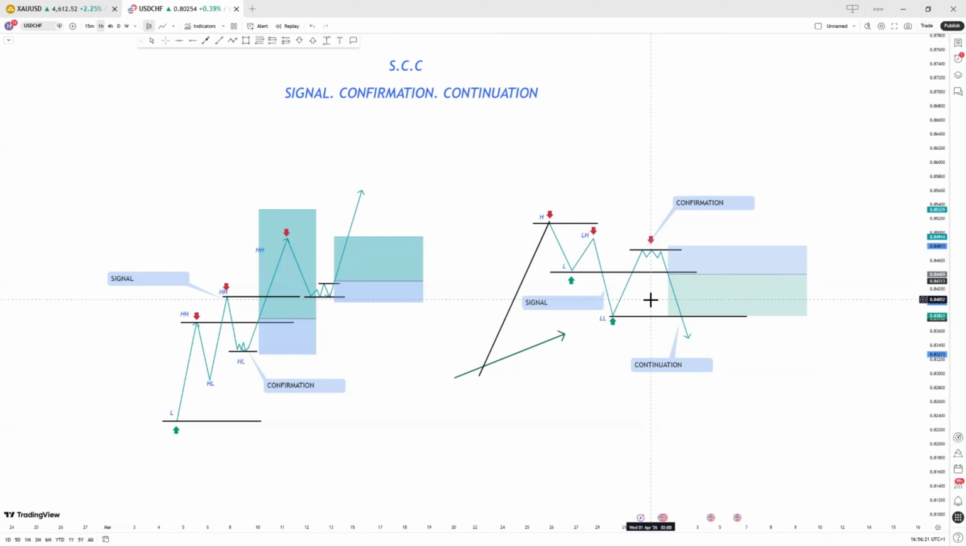Okay, because sometimes I get confused with those wick rejections. The wick of a candle, just like this. Can you see what I'm doing right here? Yes, you can see. This is how a candle looks like, right? Yes.